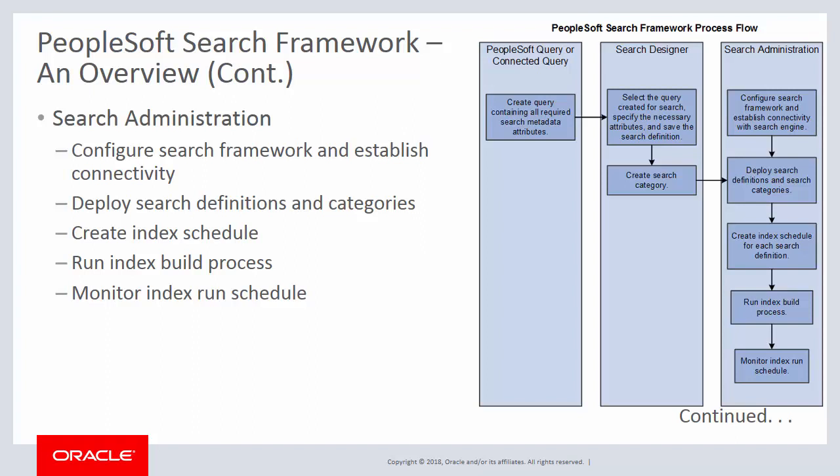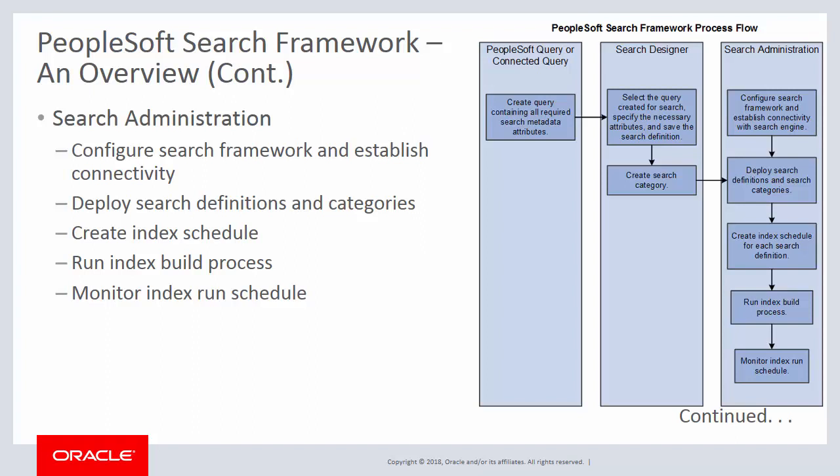For the next tasks, you use the administration group of the Search Admin Activity Guide. Deploy search definitions and categories. In this task, the search definitions and search categories are deployed to the search engine so that the search engine can create the structure of the search index based on the search definition. At this stage, a deployed search definition has a structure but no searchable data.